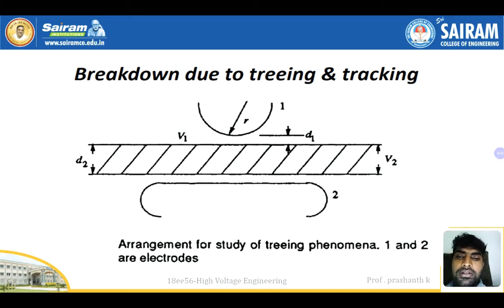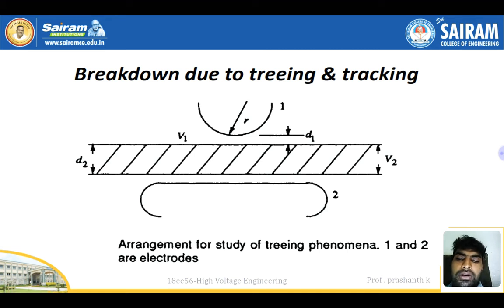Let us discuss the continuation of module 1. In the previous video we discussed treeing and tracking. Treeing occurs at low voltage, with a minimum voltage of 100, and tracking occurs when high voltage occurs. In that, we have this arrangement of the steady treeing phenomenon.